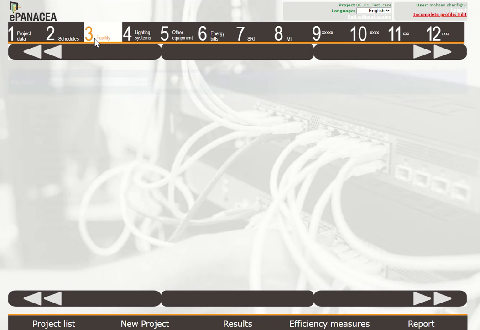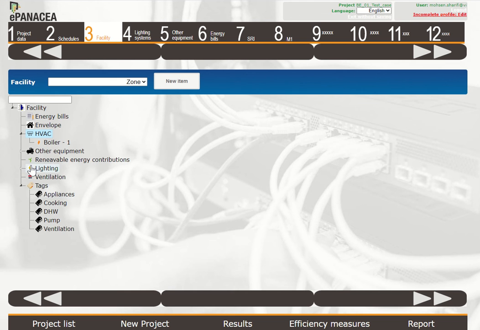Now if we go to the facility tab, we can check what we added. In the other equipments we have cooking and we have hot water.